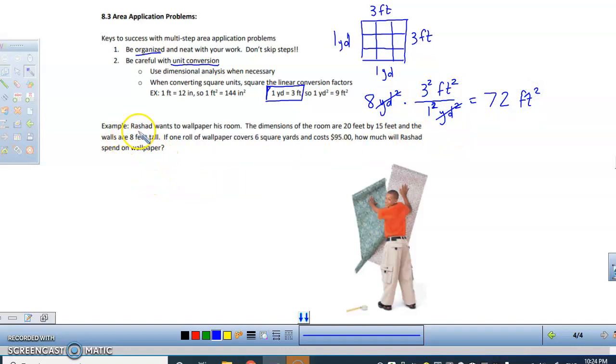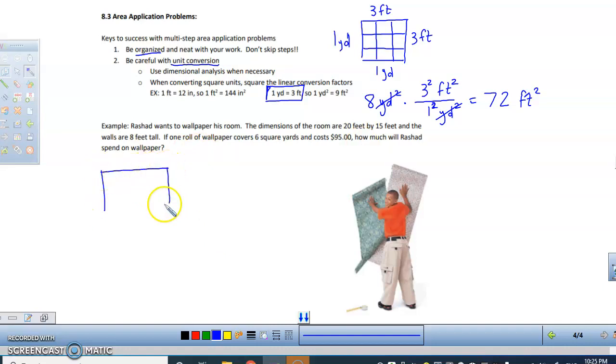Okay, lastly, so this is the type of thing in 8.3. Rashad wants to wallpaper his room. The dimensions of the room are 20 feet by 15 feet, and the walls are 8 feet tall. So you kind of want to think three-dimensionally, like look around the room. You're going to have 4 walls.